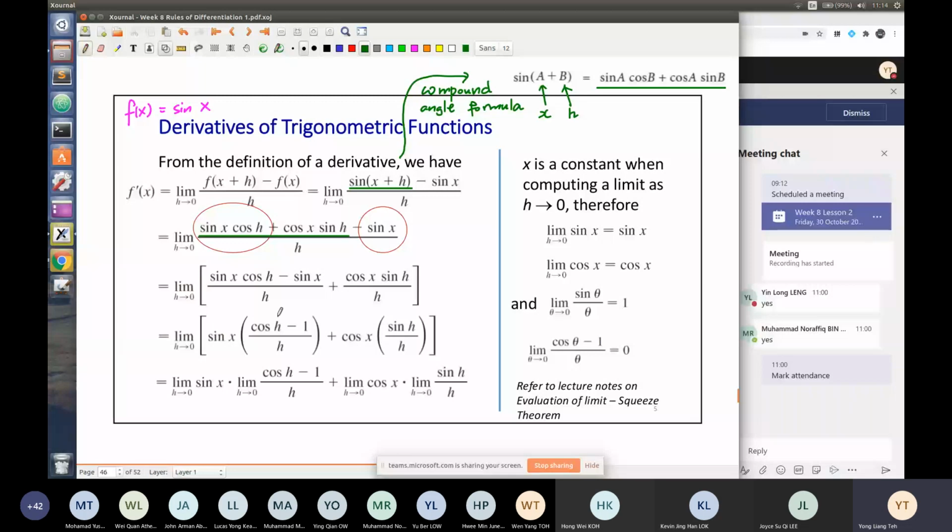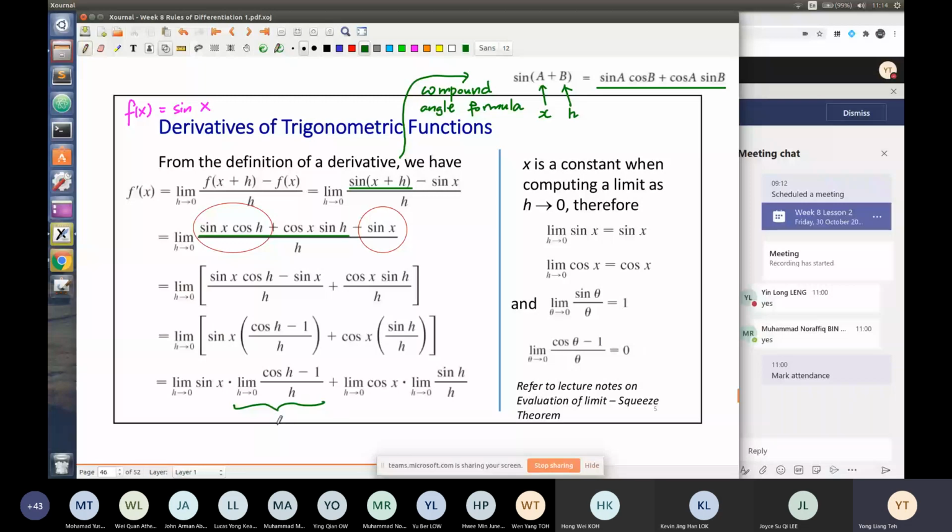The squeeze theorem. If you still remember, when the angle h is small, cosine h is like cosine of an angle. So when your angle h is small, cosine h goes to cosine 0, because h is small. So hence cosine h is actually 1. So therefore you get 1 minus 1 over h, so hence you get 0 here. You see that? The limit of this is actually giving us 0.